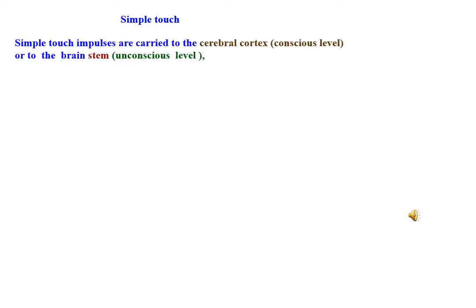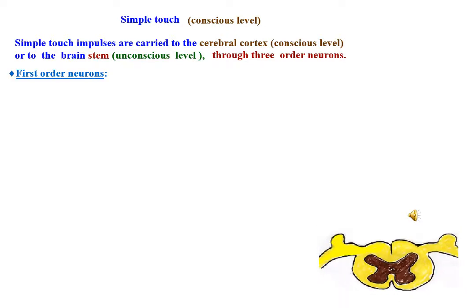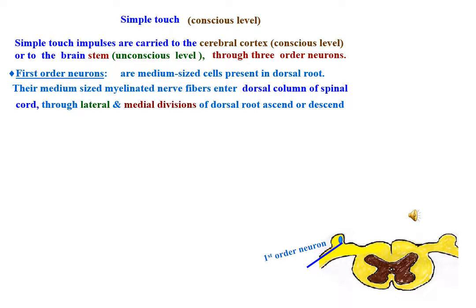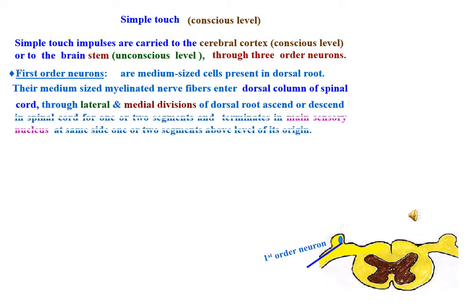Simple or light touch. Simple touch impulses are carried to the cerebral cortex, conscious level, or to the brain stem, unconscious level, through three-order neurons. For conscious level, the first-order neurons are medium-sized cells present in the dorsal root ganglia. Their medium-sized myelinated nerve fibers enter the dorsal column of the spinal cord through the lateral and medial divisions of the dorsal root, ascend in the spinal cord for one or two segments to terminate in the main sensory nucleus at the same side, one or two segments above the level of origin.